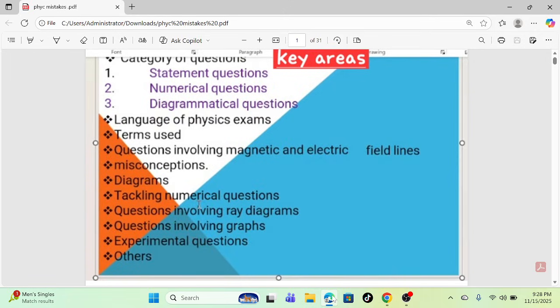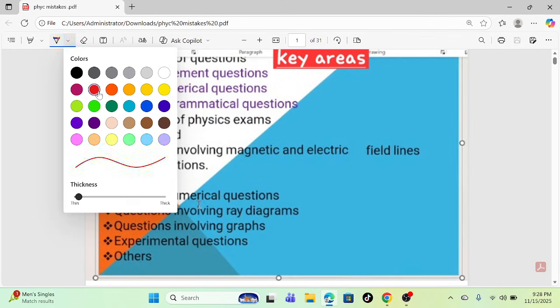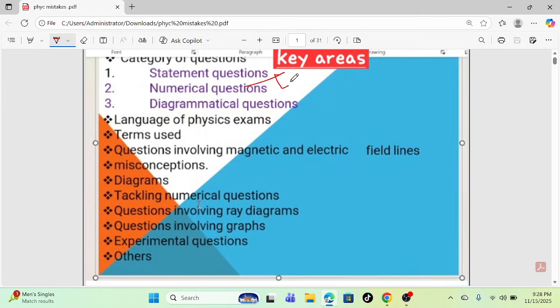So, the key areas that you are going to look at, number 1, is how the physics question is set. The physics question contains 3 parts. Number 1 is known as the statement question. Number 2 is known as the numerical question. Number 3 is the diagrammatical question.